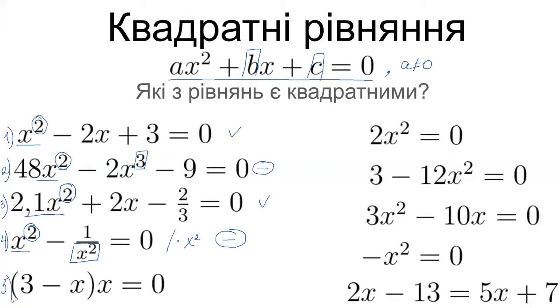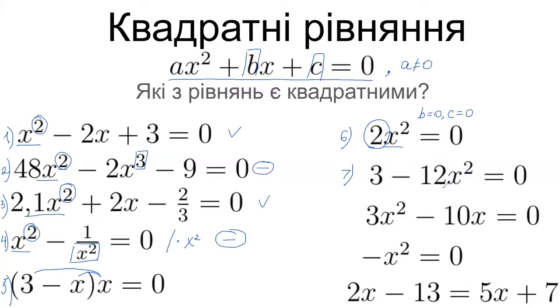And the last one in this column, 3 minus x times x equals 0. Looks like this one is not quadratic. However, if you multiply it, you will have a quadratic equation. So the next one, 2x squared equals 0, is the easiest quadratic equation because of x squared. So here you have b equals 0 and c equals 0, which means that you have an incomplete quadratic equation, and a equals 2.